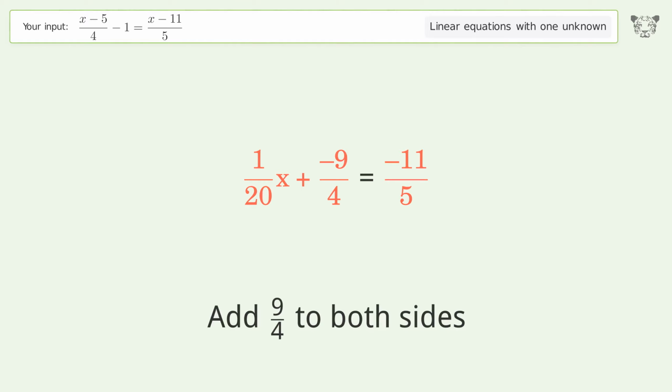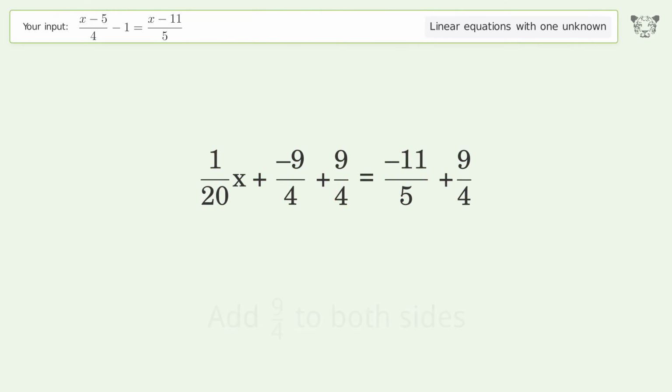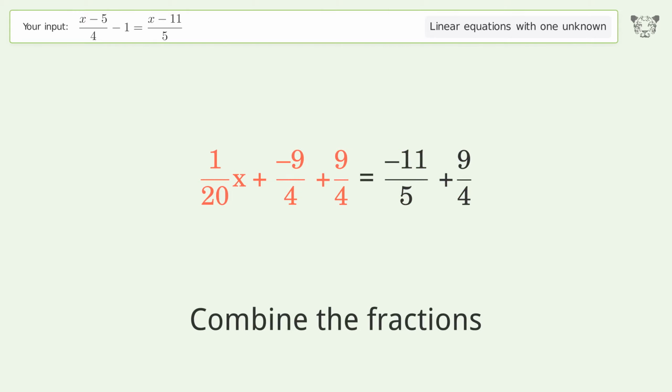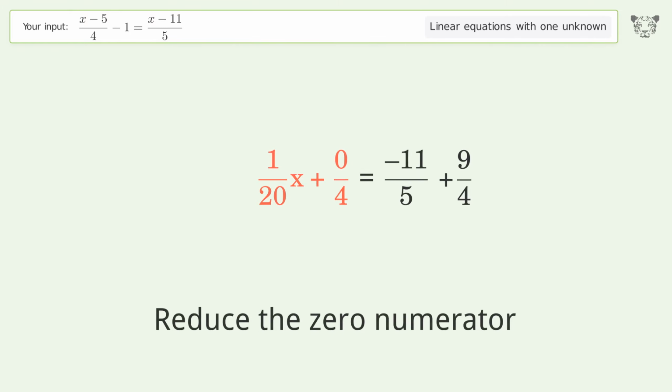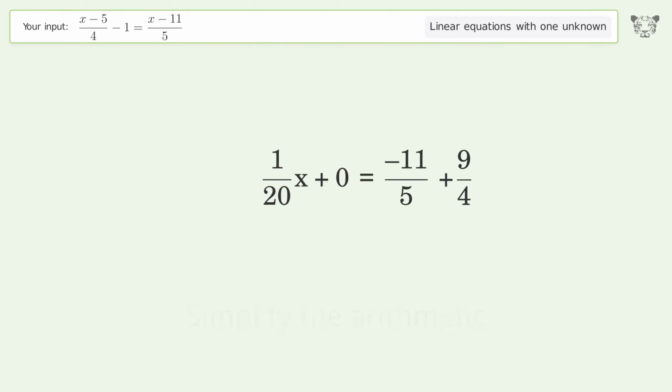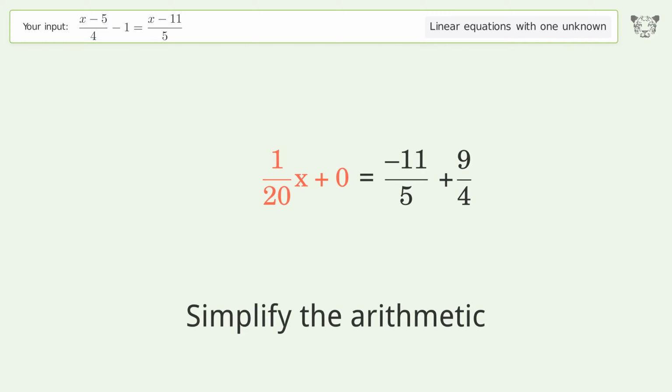Add 9/4 to both sides. Combine the fractions. Combine the numerators. Reduce the zero numerator. Simplify the arithmetic.